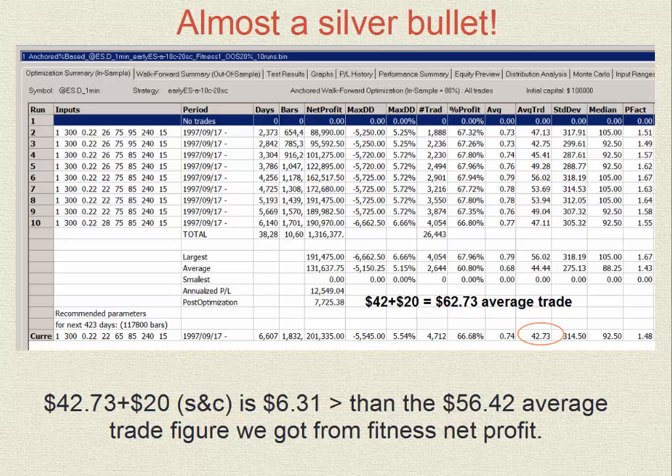In the example shown, using $20 slippage and commission while optimizing the system on TradeStation resulted in an increase of only $6.31 per trade. That figure is derived by the $62.73 less the average trade figure using fitness net profit of $56.42.